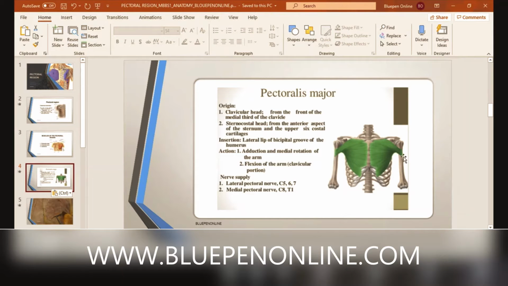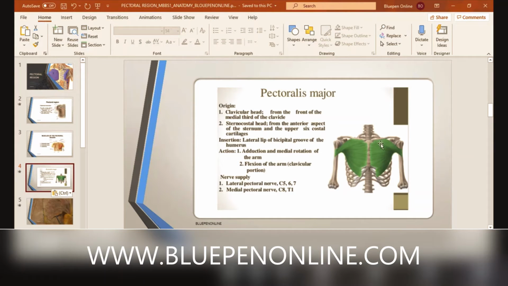And see the insertion, where it is inserted: the lateral lip of the bicipital groove of the humerus by two laminae, anterior lamina and posterior lamina. I'll show the same in dissection also. See, this is the two laminae. This one is the anterior lamina and this is the posterior lamina. As you know, the anterior lamina consists of three types of fibers: superficial fiber, intermediate fiber, and deep fiber.